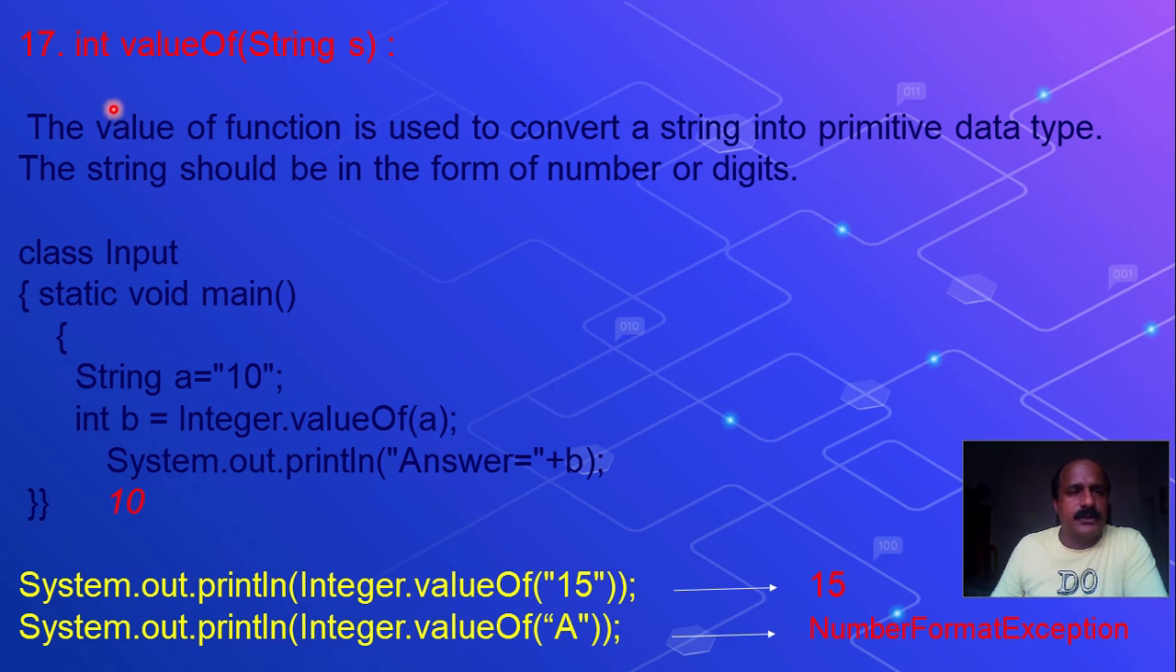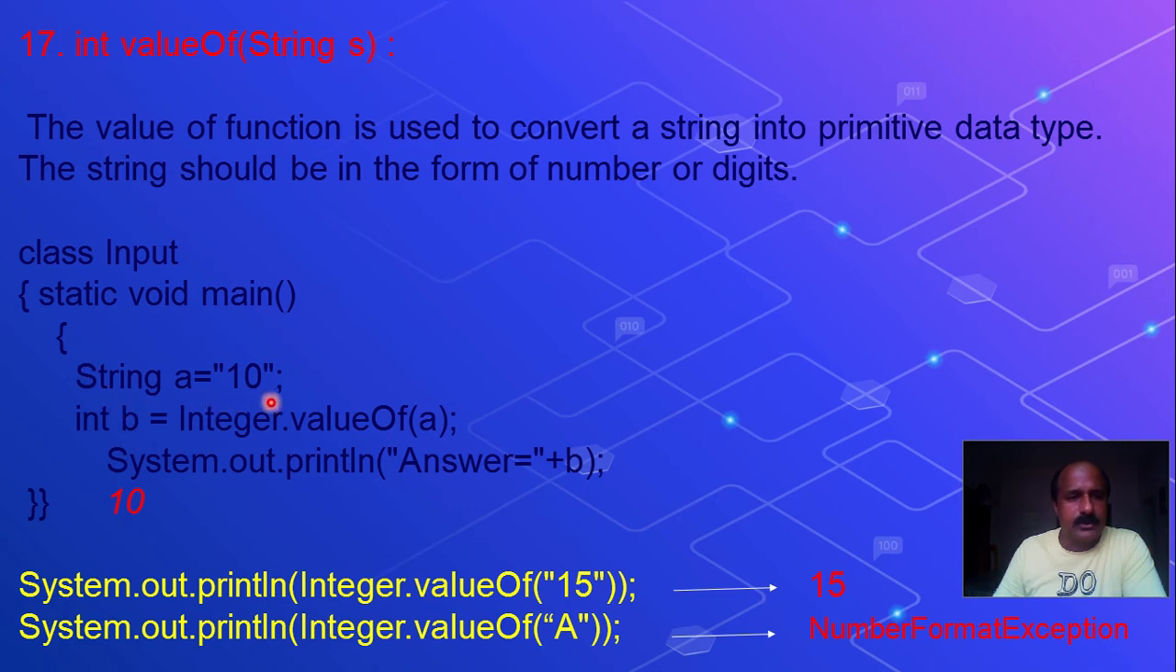The 17th function, that is valueOf. You will be giving a string, and that string should be a number or digit. So let us see the definition. The valueOf function is used to convert a string into a primitive data type. The string should be in the form of number or digits. See the example here. This is a small program I have written to show how these functions work.